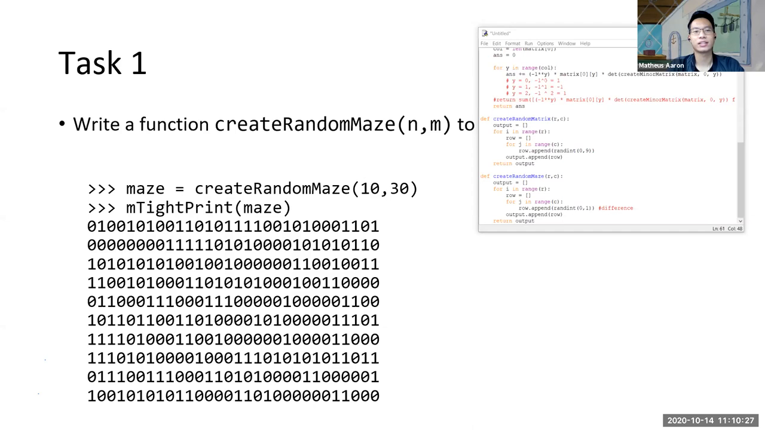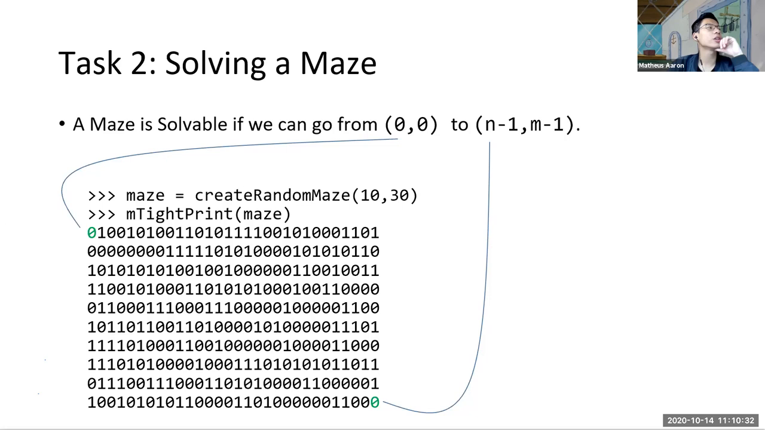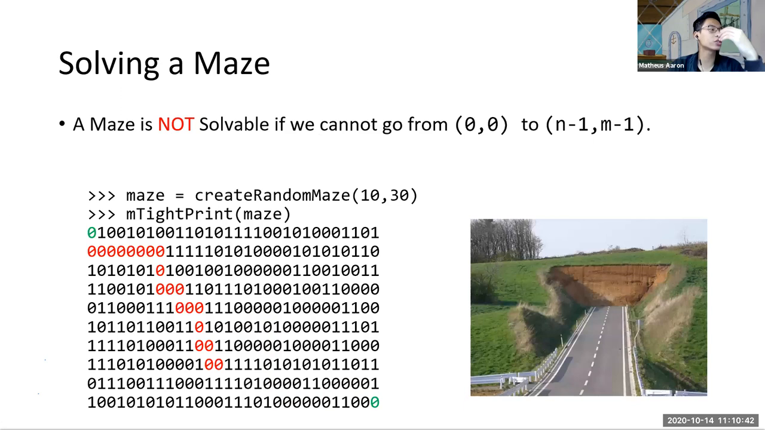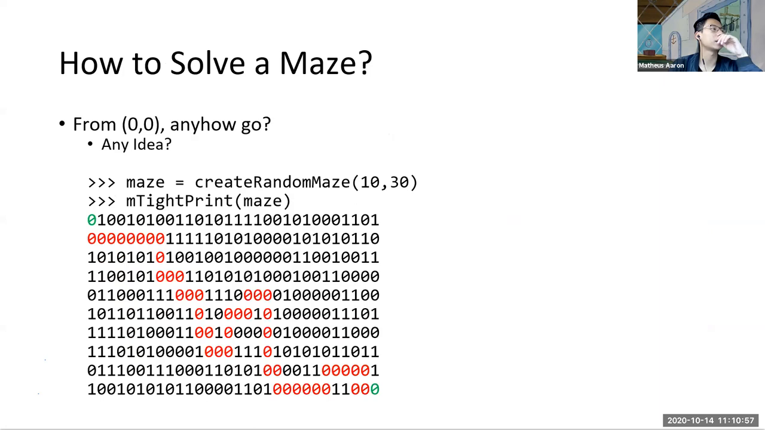I hope I'm not talking to a wall. The next question is actually trickier. A maze is solvable if we can go from 0,0 to n-1,n-1. So in this case, we have a path like this. And a maze is not solvable if there's basically a wall like this. If there's a wall, then we cannot do it. But then we can reach all the zero spaces. So the question is, from 0,0, how do we know that a maze is solvable or not?